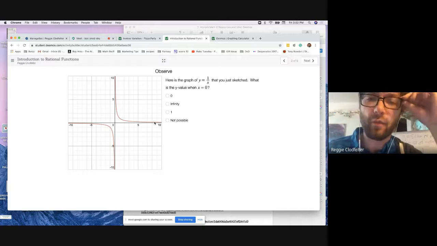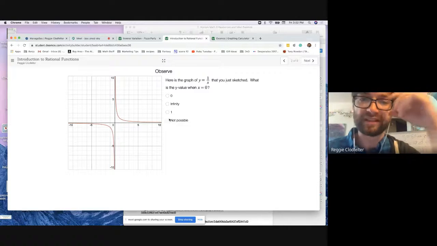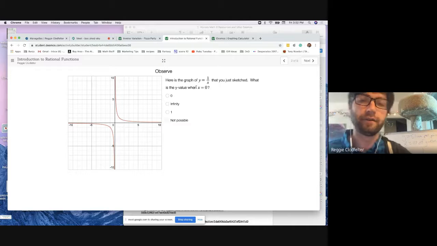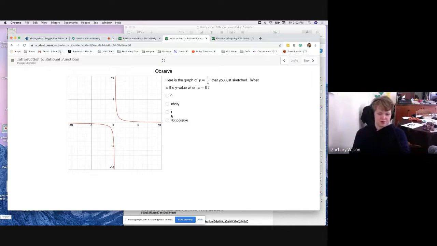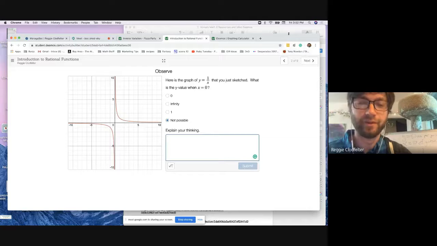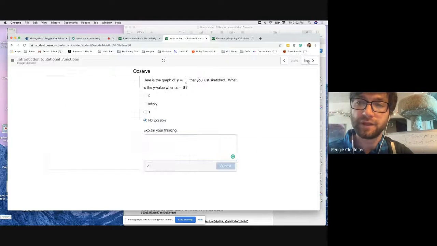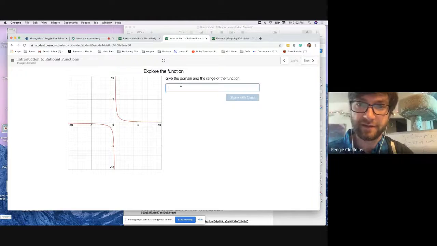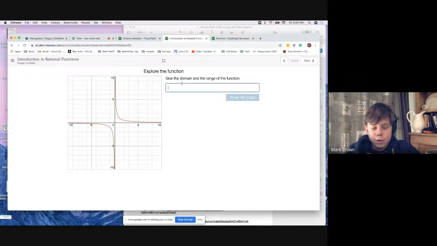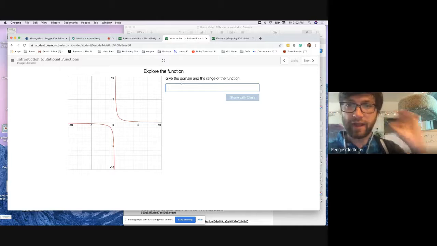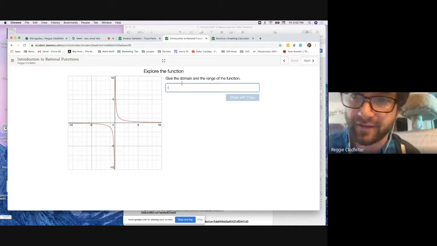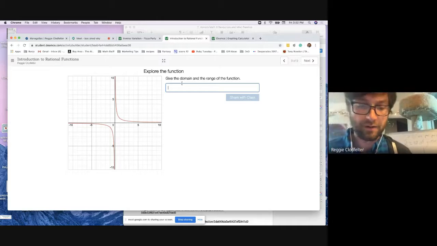So what do we think the y value is when x equals 0? Is it 0, infinity, 1, or not possible? I think it's not possible. It's correct, it's not possible. You can't divide by 0. So let's go next. It won't be a number. So when they say give the domain and range of the function, they mean the possible x and y values. What are the possible x values?